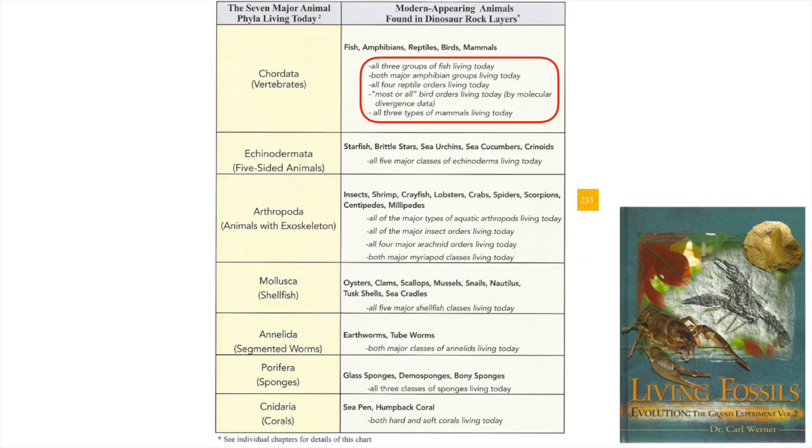So, okay, now if evolution is false, he thought, we should find a whole bunch of modern animals with the dinosaurs. Because dinosaurs were millions of years before the modern animals, according to the evolution theory. And he said if evolution's false, we should find modern animals with the dinosaurs. And you know what he found?